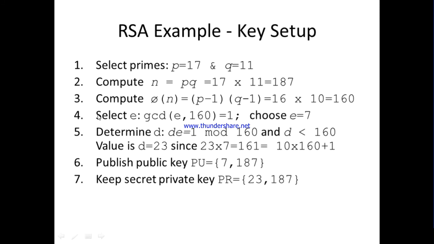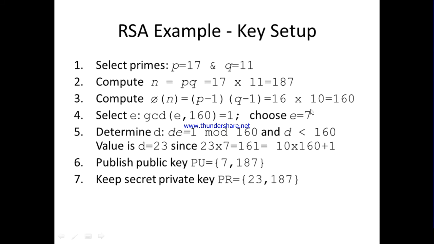Then we need to select E such that GCD of E and phi of n is 1. Phi of n is 160, so GCD of E and 160 should be equal to 1. Here I am directly writing: if you select E equal to 7, the GCD of 7 and 160 is equal to 1. So I am choosing E equal to 7.